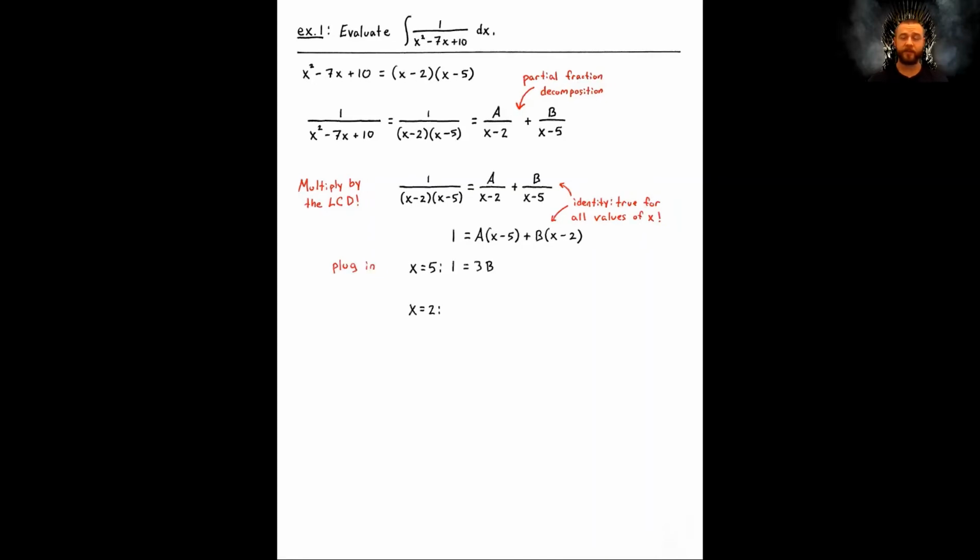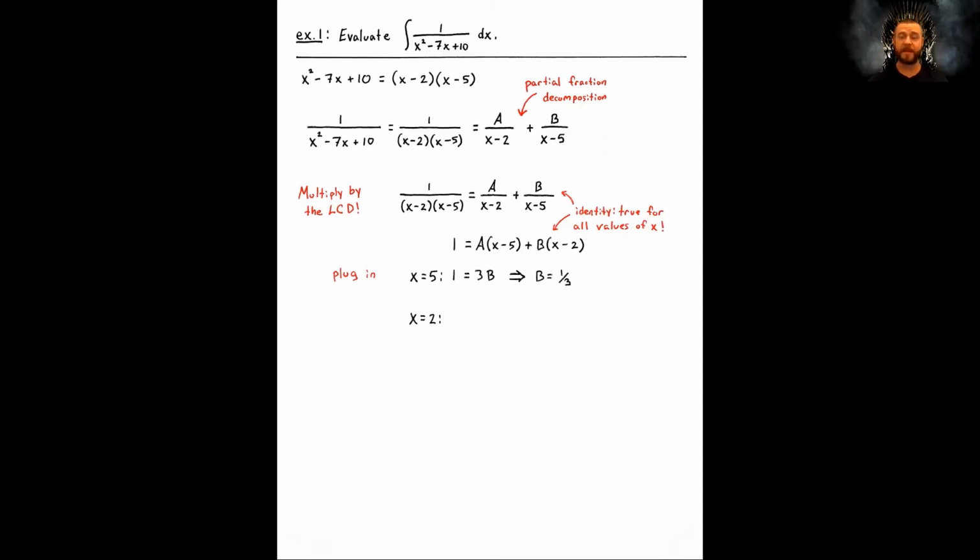You should be left with this resulting equation, 1, that's the left side. 5 minus 5 is 0, so the term with A drops out. And then you're left with B times 5 minus 2. I think 5 minus 2 is 3. I checked with my calculator before recording the lecture. So we get the equation 1 equals 3B. Solve for B, divide by 3. We get B as 1/3.